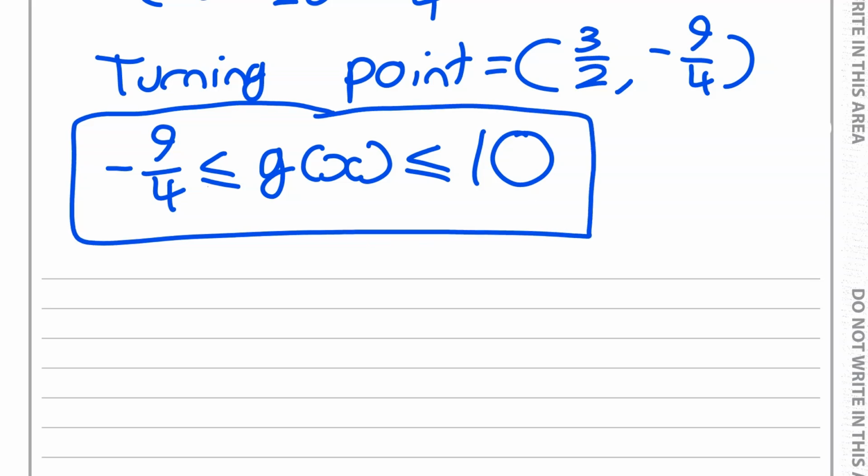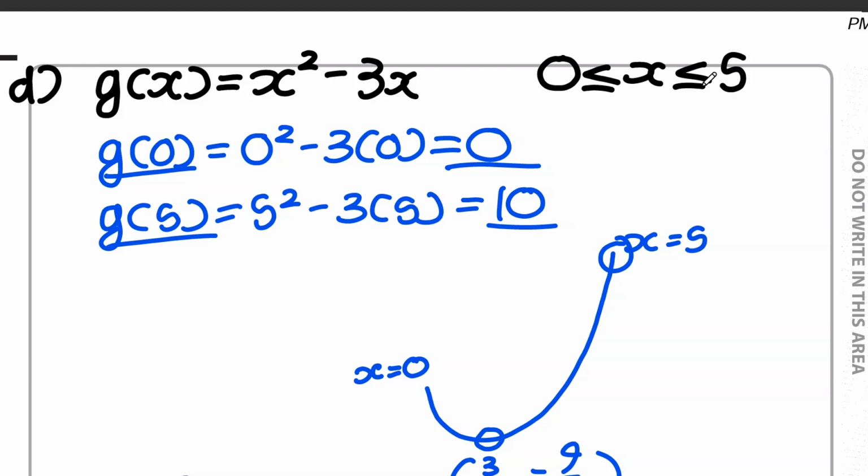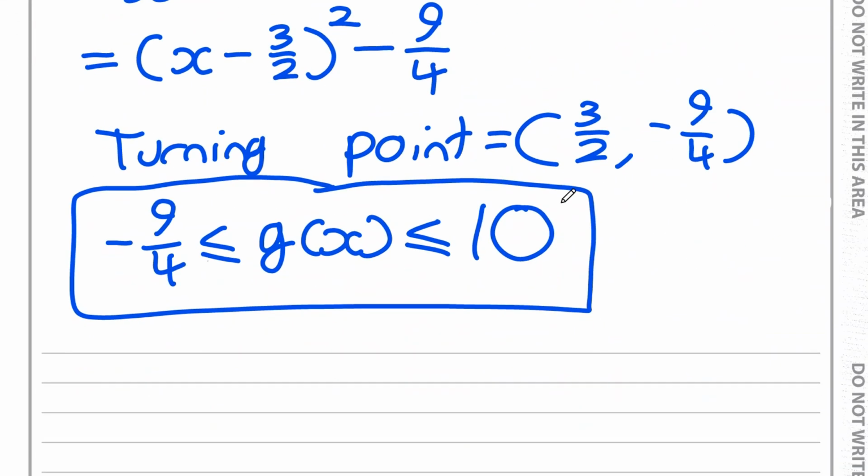And this here is the range of g. It's between minus 9 over 4 and 10. It can also be equal to 10 here because we are told that x can also, with this inequality sign, be equal to 5. So it can also be equal to 10.